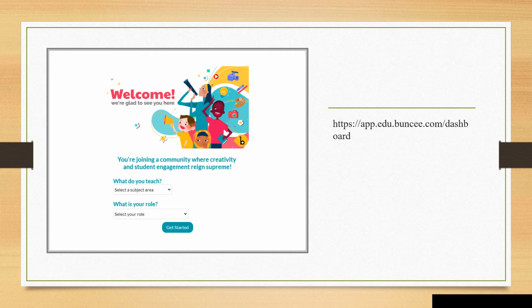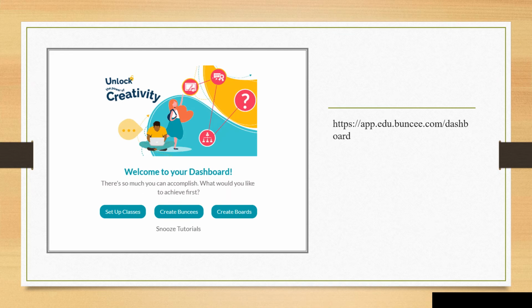Choose what you teach on the drop-down menu and choose your role on that drop-down menu, and then get started. Now you are at your dashboard. Here you can set up classes, create Buncees, or create boards. Whichever one you want to choose, that's the one that you select on the blue-green buttons at the bottom of the screen there.